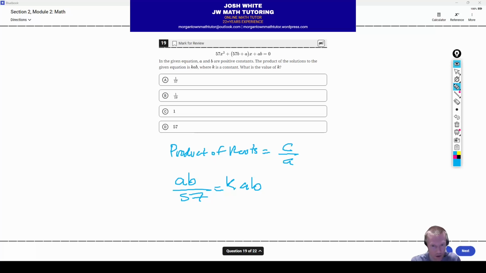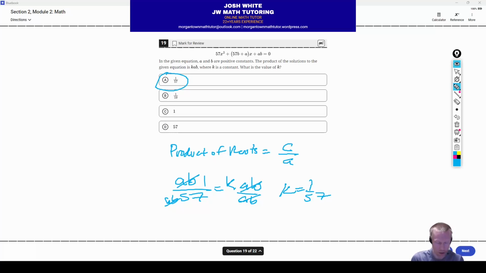Okay, so now notice, you can cancel out the ABs, or you could just divide both sides by them. And then what's going to happen on the left is AB over AB. You're just left with a 1. So what does K have to equal? 1 over 57, and that's it.